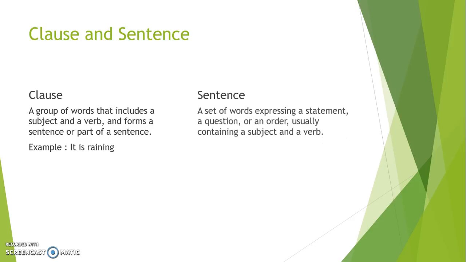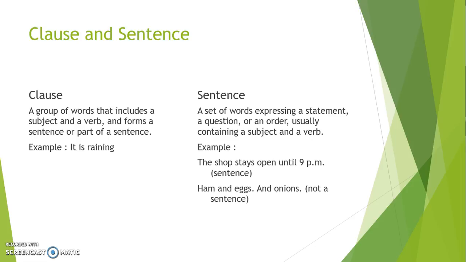And sentence is a set of words expressing a statement, a question, or an order, usually containing a subject and a verb. There are two examples. The first is the sentence example: the shop stays open until 9 p.m. And the not a sentence: ham and eggs and onions.